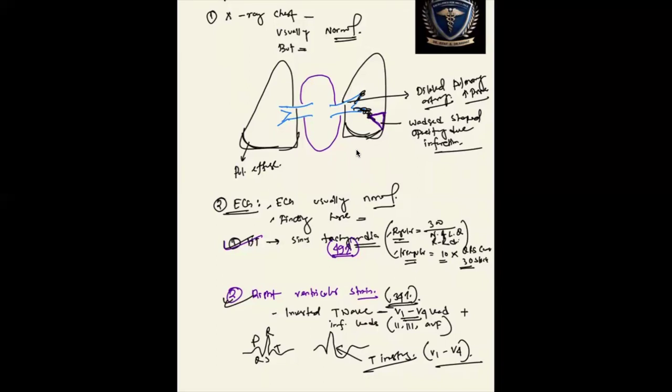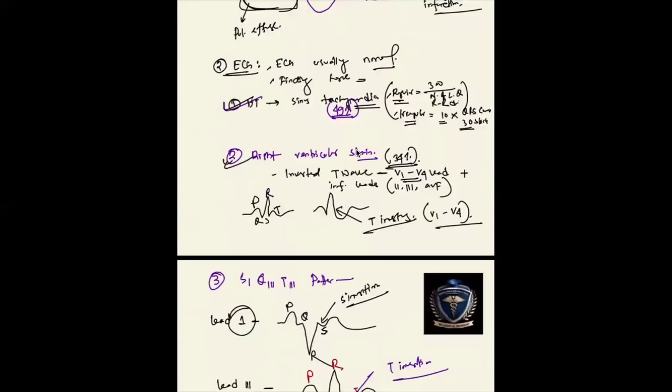In X-ray we may find a wedge-shaped opacity due to infarction. There is pulmonary vascular artery dilatation due to increased pressure. Wedge-shaped opacity due to pulmonary infarction, and pleural effusion. Now, what are the ECG changes we look for?